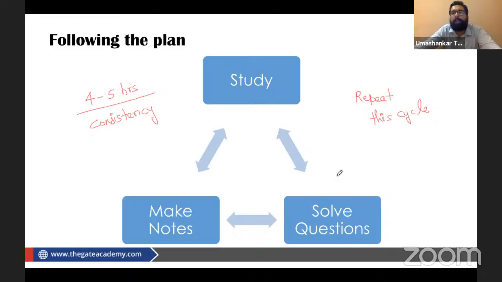So I tell you, your study should always be backed up with solving questions. Sometimes people study for 3 days, then after 3 days they start solving questions. I do not find it the right approach. What I say is, once you have completed a chapter or a sub chapter or a topic, right then you can go and try the questions on it. It will solidify your concepts.